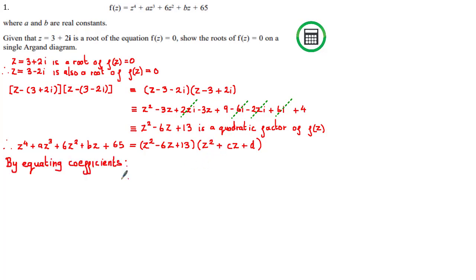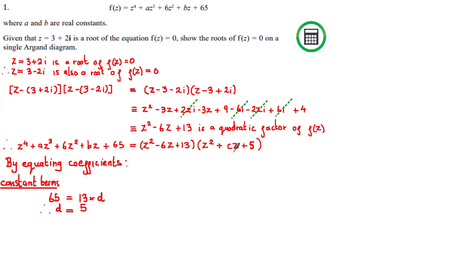So by equating the coefficients, starting with the constant terms of this equation, we get that 65 on the left hand side is equal to the only constant term that you would get by multiplying these two quadratic factors, which is 13 times d. Dividing both sides by 13, we get that d is equal to 5. So let's just update this quadratic factor.